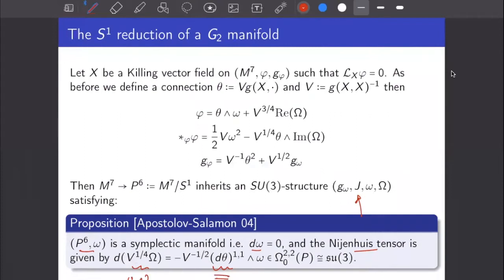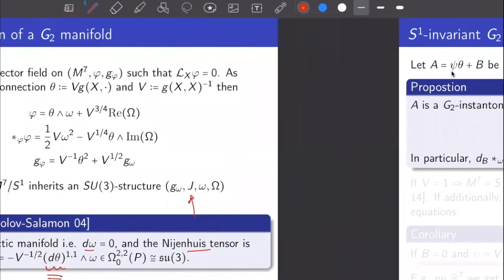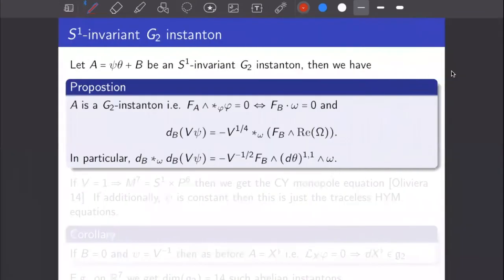Okay, so let us now move on to the S1 invariant G2 instanton condition. Now as before, we consider a connection form A, which can be expressed in the following form here. So psi is going to be a Higgs field as before, and being S1 invariant, it's going to be a Higgs field on the quotient space, so on this manifold P6, and B here is going to be a connection one-form on this space.